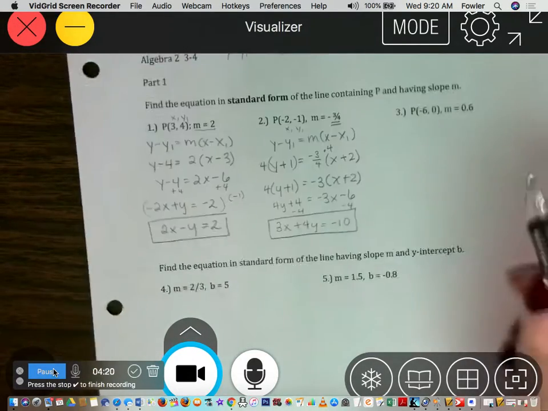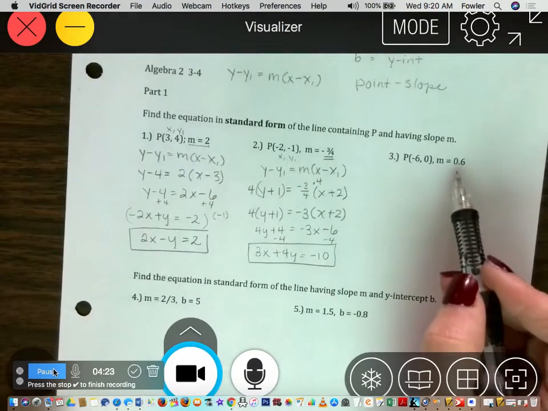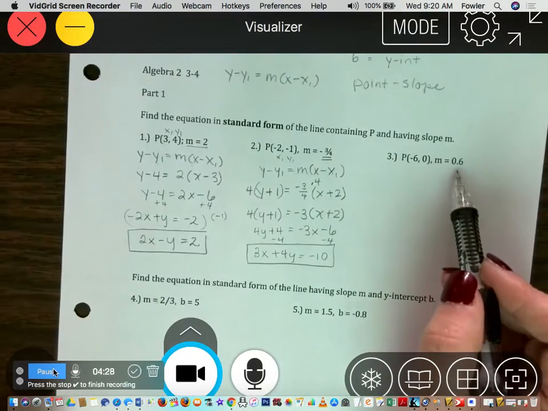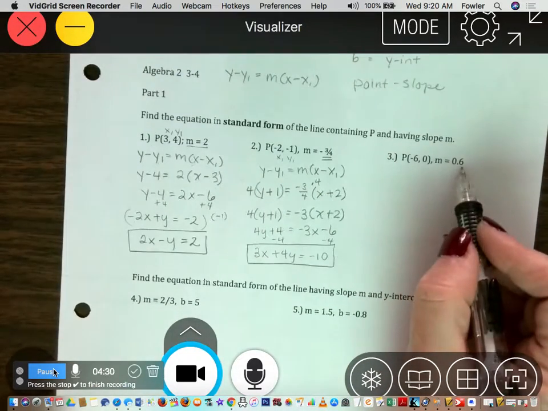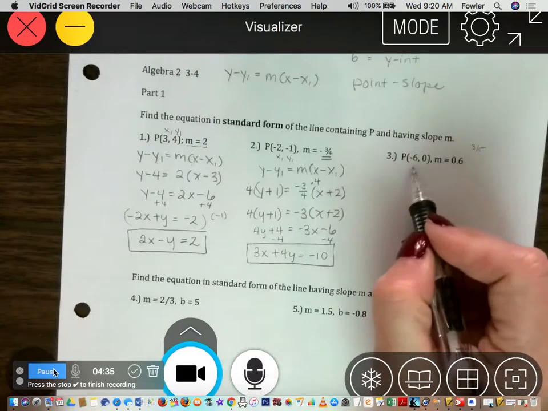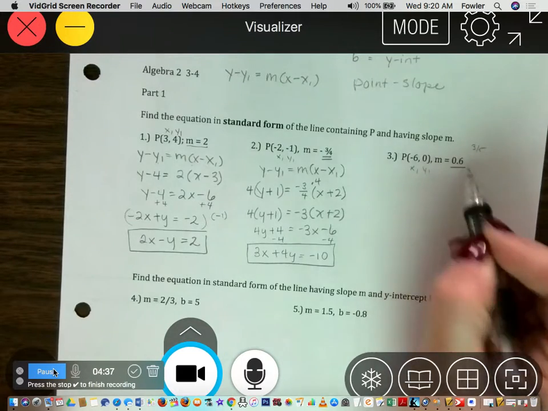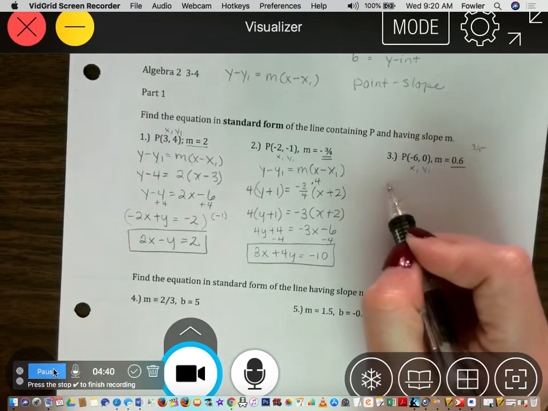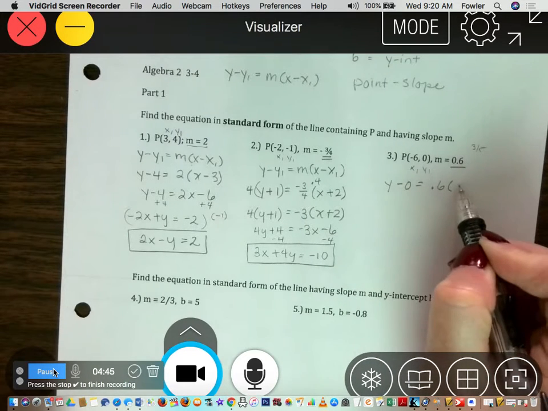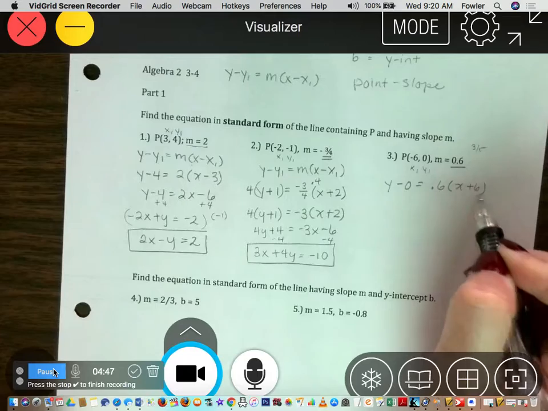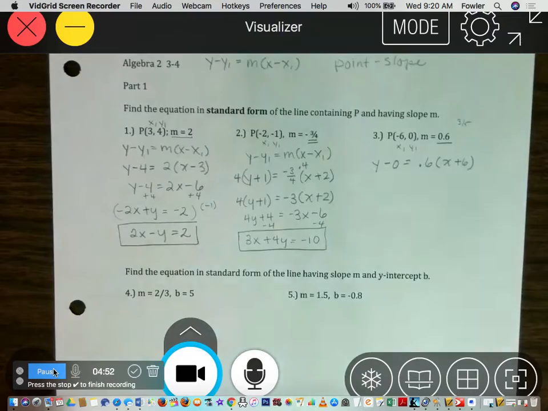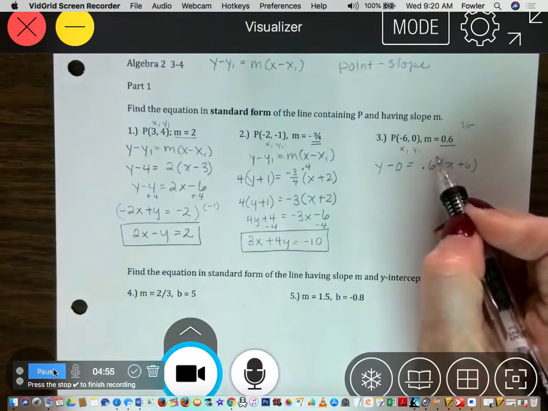On number 3, you can make this a fraction, and treat it just like problem number 2. You could also just leave the decimal in it. If you made it as a fraction, this would be 3/5. But you can just leave it as 0.6, and so I'd have y minus 0 is equal to 0.6 times x plus 6. Either way would be fine. I'm just going to show you that the decimal works pretty much the same way.